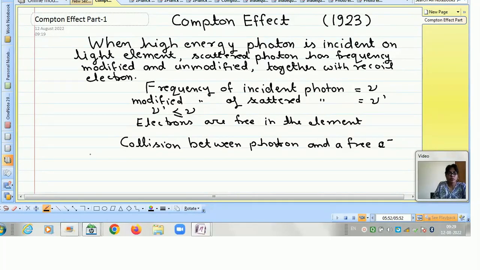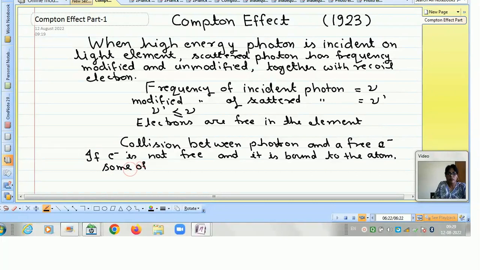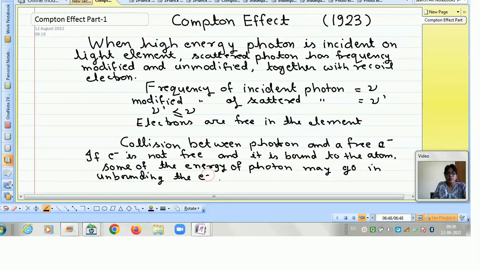Now if the electron is not free and it is bound to the element or atom, in such a case, some of the energy of the photon may go in unbinding the electron to get a free electron.